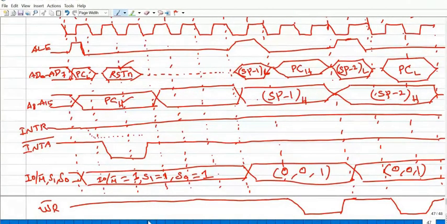Read operation, the read signal is always high in this particular machine cycle, the interrupt acknowledgement machine cycle.